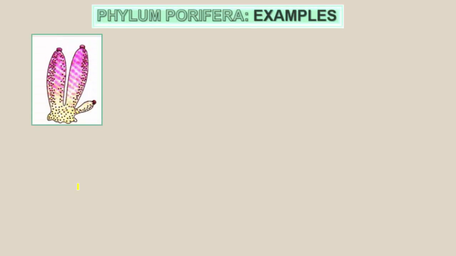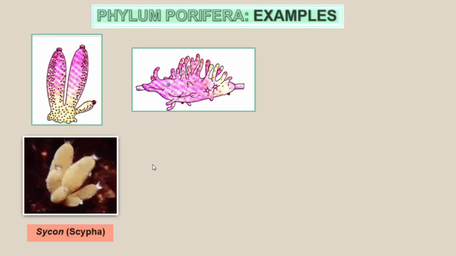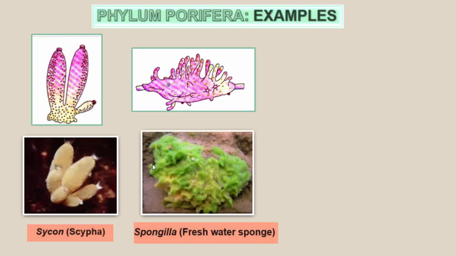Then examples of the Porifera. What are the common names for them? This is the Sycon. It is a photograph image, and this is the real Sycon, which is also called Scypha. Another is Spongilla. This is a freshwater sponge. These are the images given in the NCERT book, and this is the real image. The Spongilla is called the freshwater sponge. So this is Spongilla, which is the example for freshwater sponge.